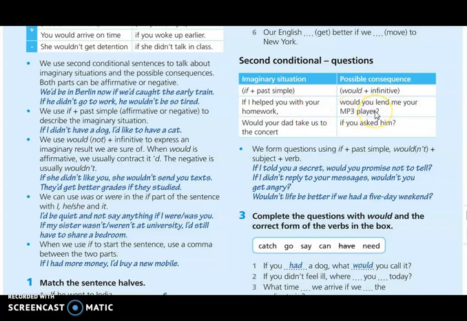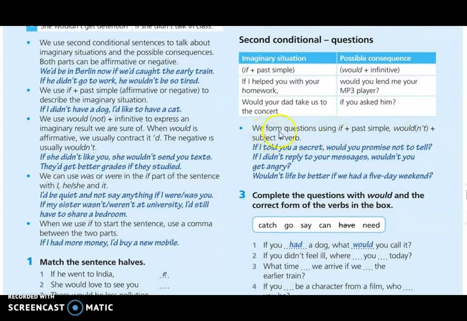What about the question in the possible consequence? We can ask by would. So, would you lend me? Would plus subject, then the verb infinitive and the complement. We can start by the possible consequence. So we can ask by would: would your dad take us to the concert if you asked him? You have to put the question mark at last.